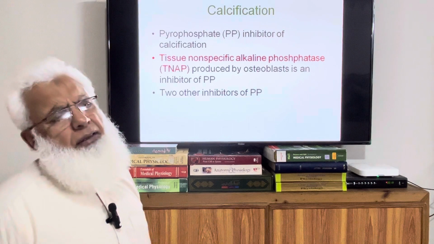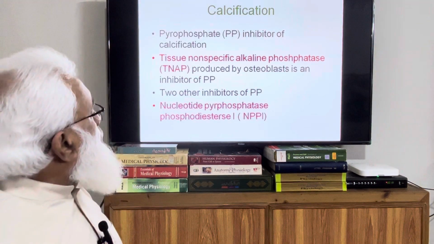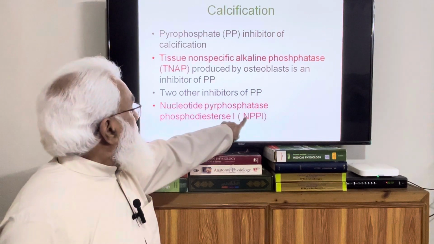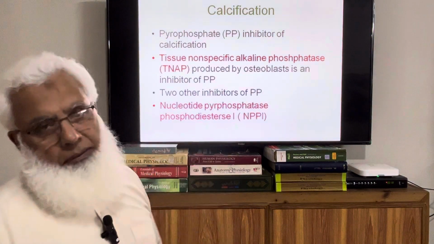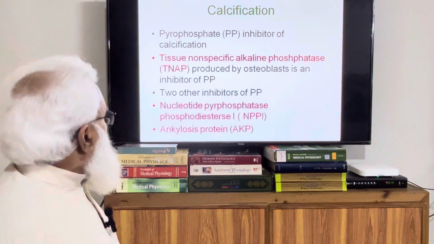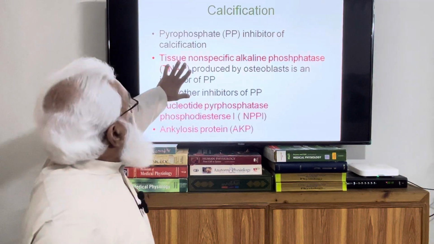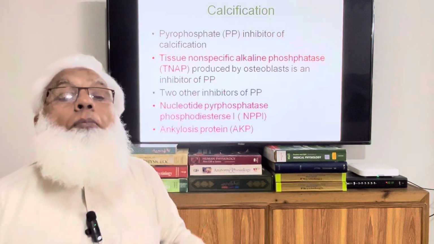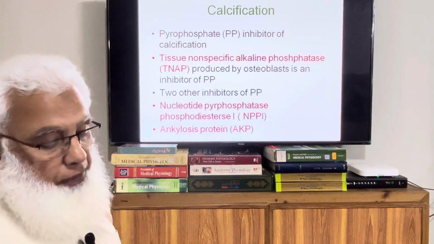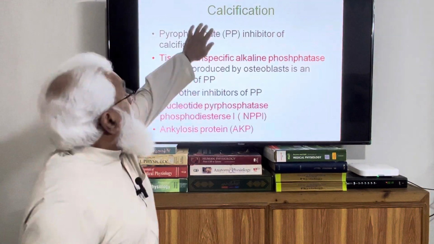There are some other inhibitors as well, which have been detected: nucleotide pyrophosphatase phosphodiesterase, named NPP1. This also inhibits pyrophosphate and is present in bone. There is one more, the ankylosis protein, ANKH, that also. So these three inhibit the pyrophosphate in the bone, so calcification is easy. The precipitation of calcium and phosphate occurs in the bone easily. In other tissues it does not, because these are not present.